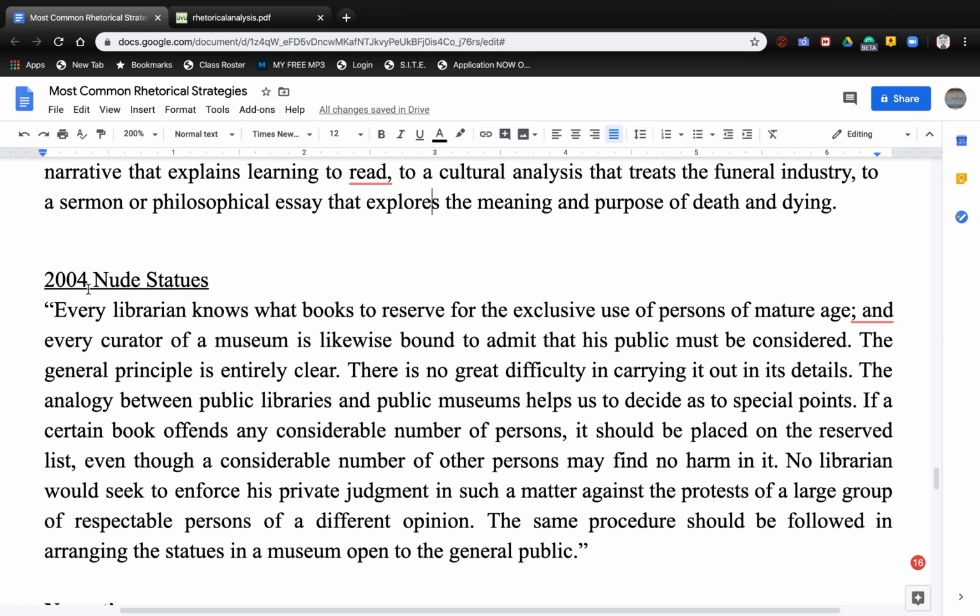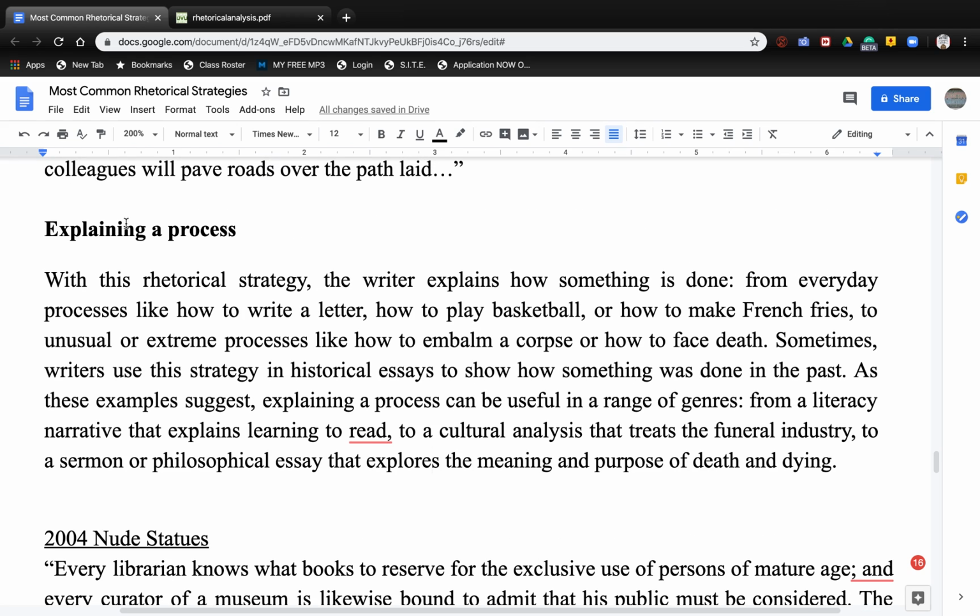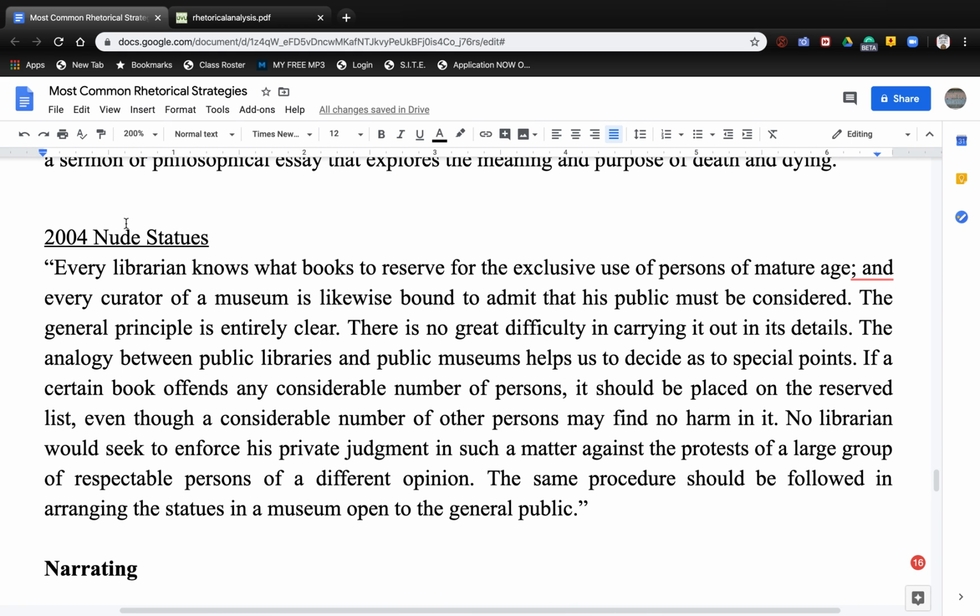Now, sometimes when explaining the way something works, you are able to prove your argument even further. Let's look at it here. Every librarian knows what books to reserve for the exclusive use of persons of mature age, and every curator of a museum is likewise bound to admit that its public must be considered. The general principle is entirely clear. There is no great difficulty in carrying out the details. The analogy between public libraries and public museums helps us decide as to special points.